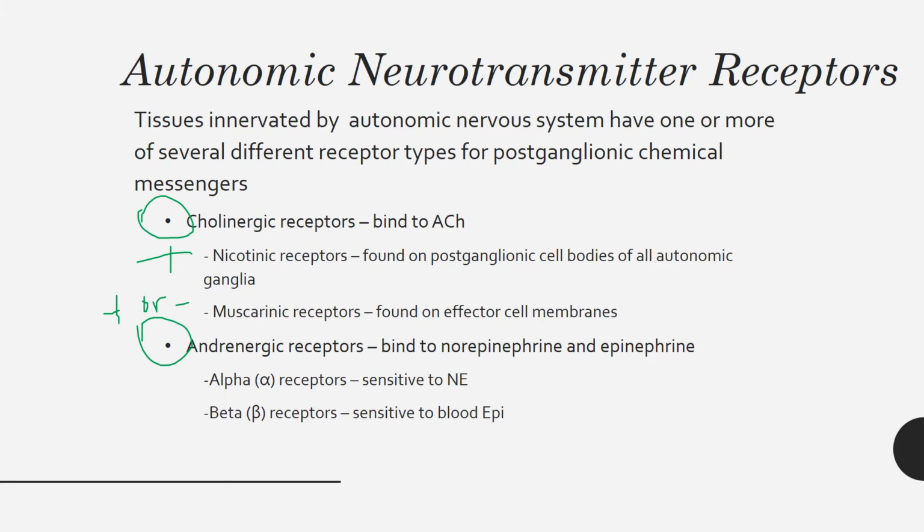There are two main types of adrenergic receptors. We have alpha adrenergic receptors, which bind norepinephrine, and beta receptors, which have epinephrine bound to them. Typically, epinephrine acts through circulation in the bloodstream, and then has an effect on some type of tissue.